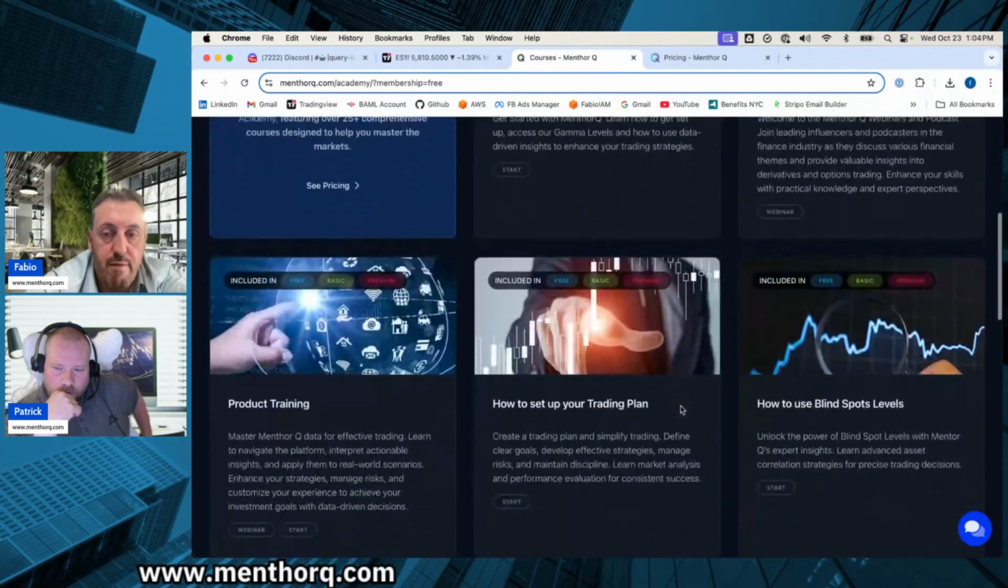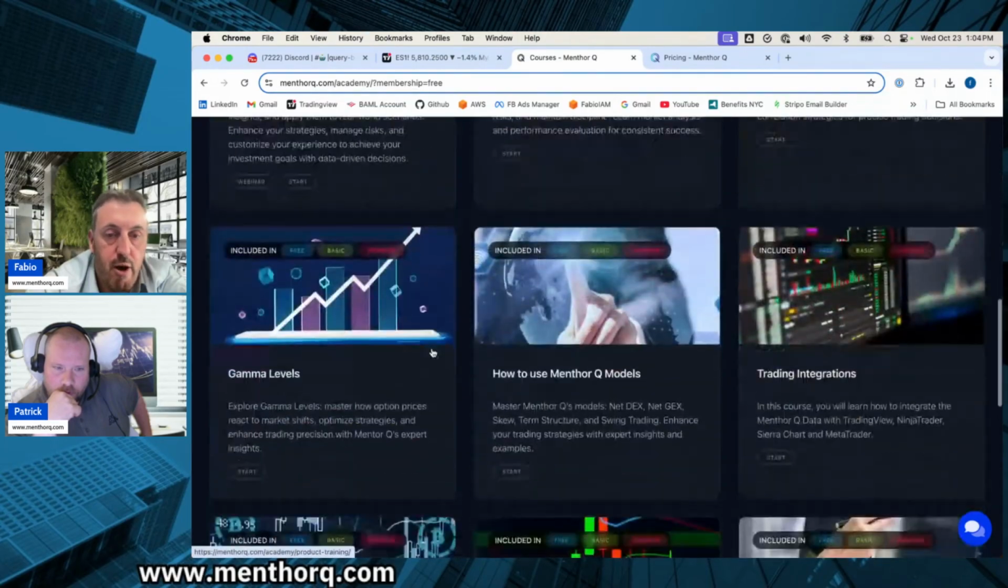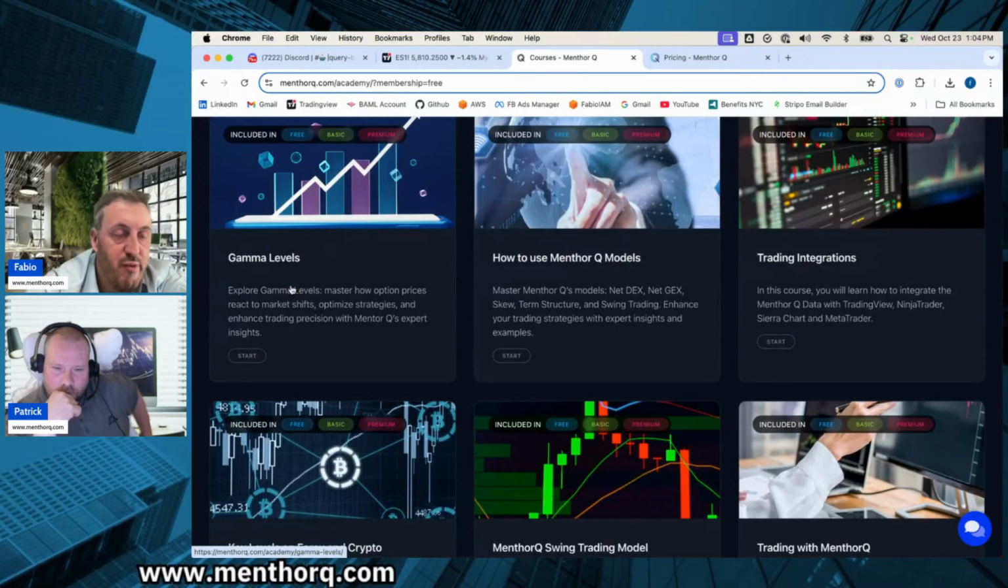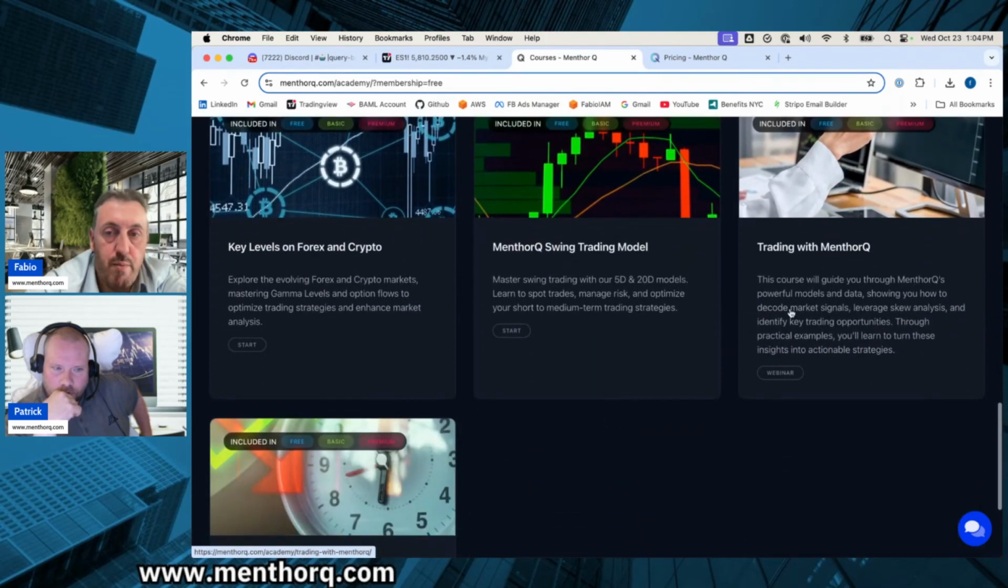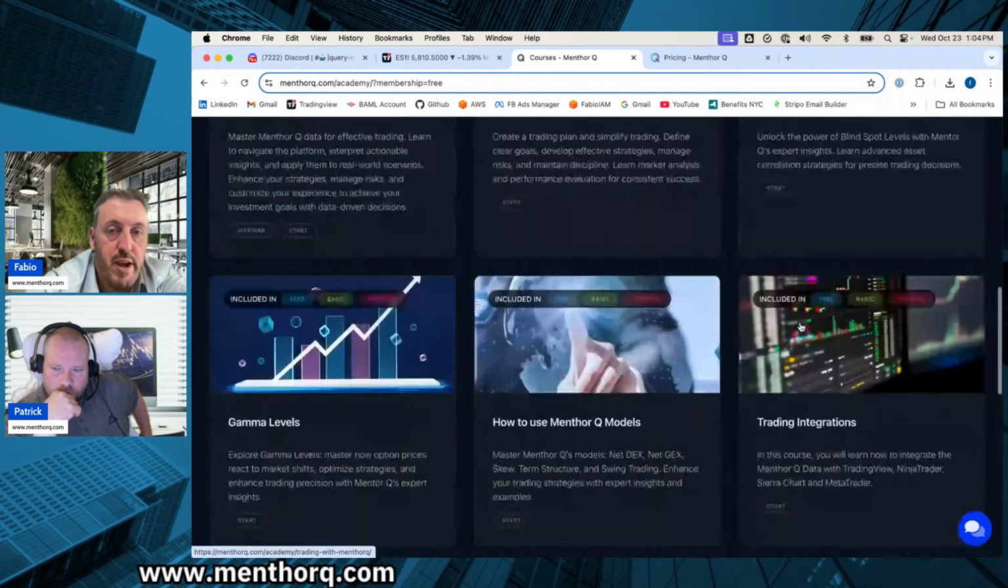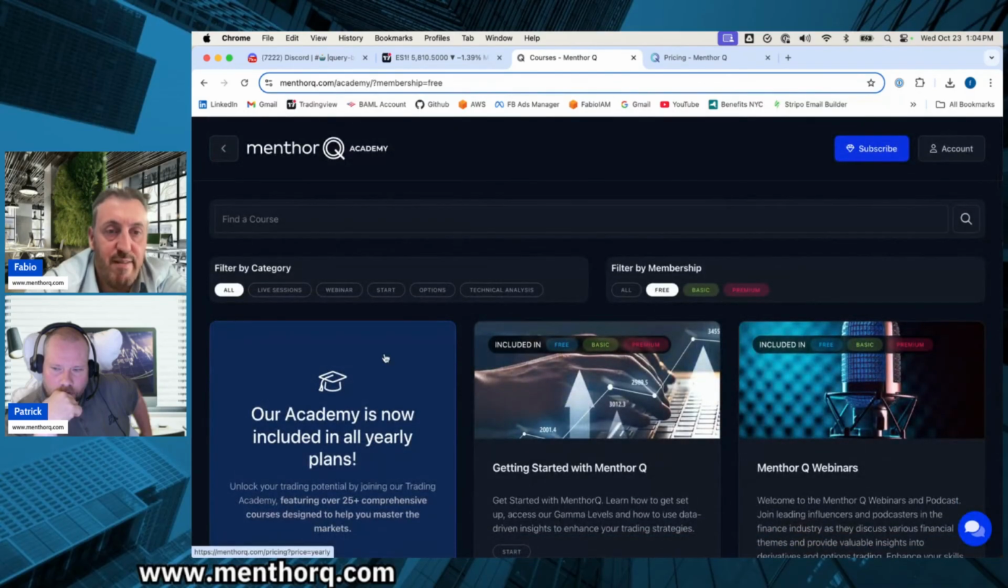And here we have, for example, our gamma levels. So right here is where we're going to have all the videos about gamma levels, but you also have how to use the MenthorQ models right here, and then how to trade with MenthorQ right here. So those are all free. There's about, I think, 70 lessons that you can access right there.